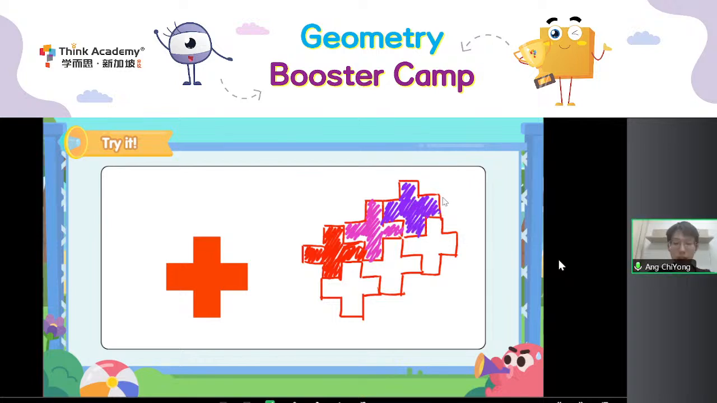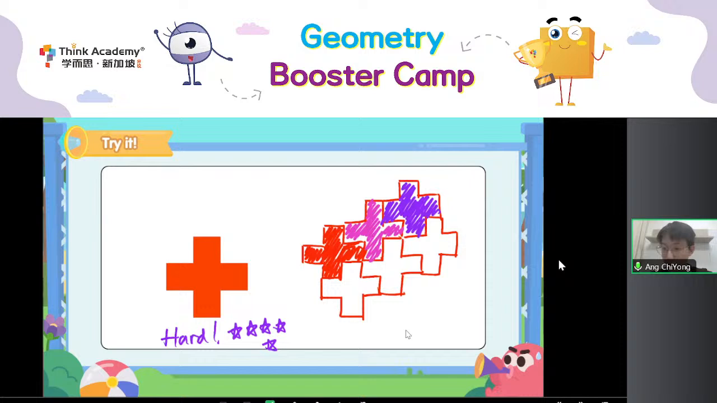Okay, please try it at home, okay? I think the plus sign, this is the hardest part. I'll give it a 5 stars, okay? If you can think of any other shapes to do tessellation with, go ahead. You can do it yourself.